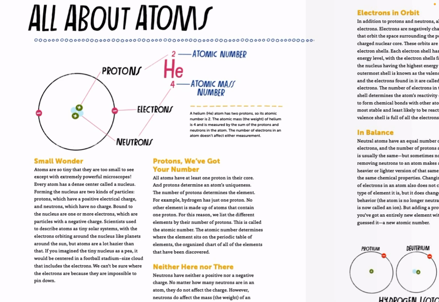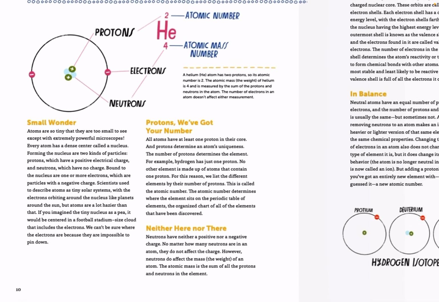So, what is helium? Helium, or He, has 2 protons, so its atomic number is 2. The atomic mass, the weight, of helium is 4 and is measured by the sum of protons and neutrons in the atom. The number of electrons in an atom doesn't affect either measurement.